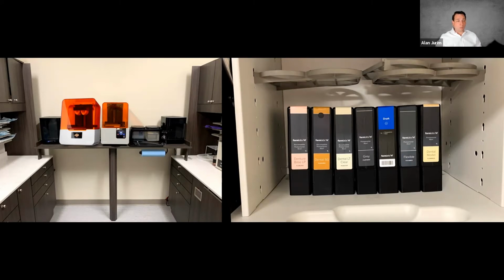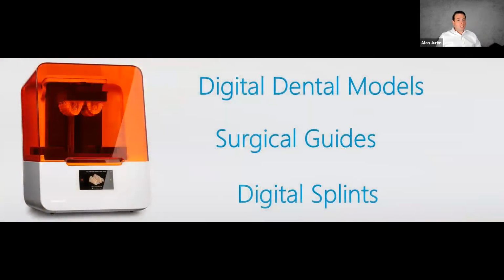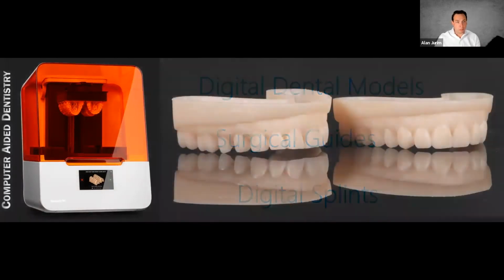And we also have dental model material. One material you don't see there is the actual denture tooth material, and that's not there because it's actually loaded in the printer. So we do produce a lot of digital dentures as well. So let's talk a little bit more about digital dental models, guides, and then some of the digital splints.